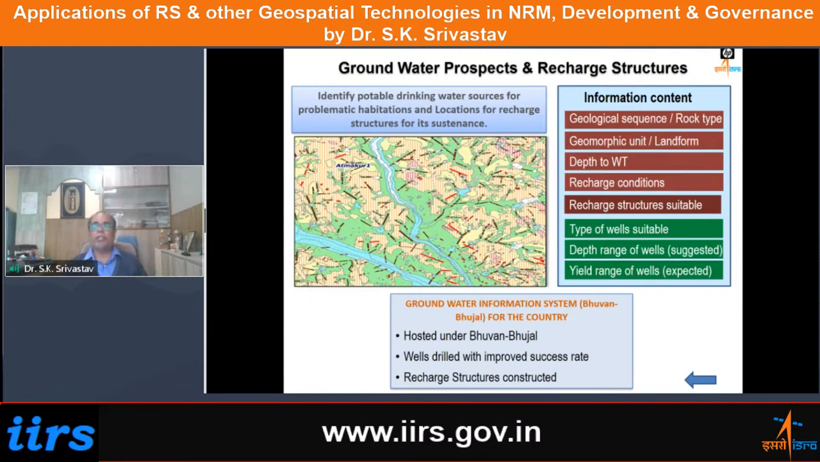So basically, it provides information about the geology of the area, the geomorphic units or landforms, and the depth to water table. It provides information about discharge conditions, and what kinds of recharge structures are suitable and where they are suitable. Some tentative locations are shown, along with the types of wells which are suitable, the depth range of the wells suggested, and the yield range of the wells expected. This kind of information is available in these maps.